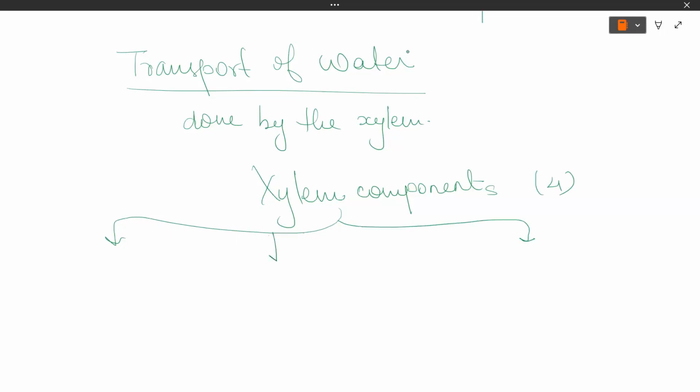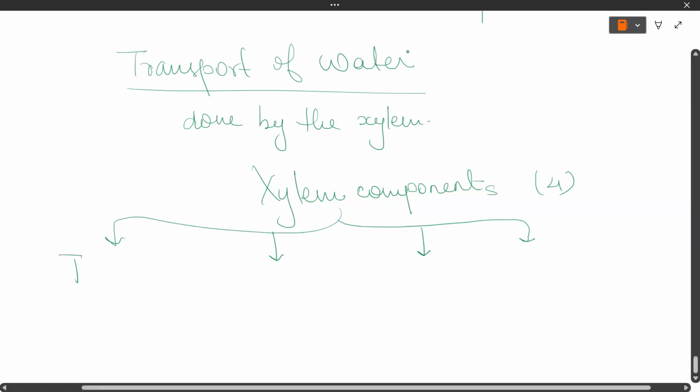So if we are talking about the components of the xylem, first of all, we have the tracheids, vessels, and we have the xylem fibers. And finally, what do we have?